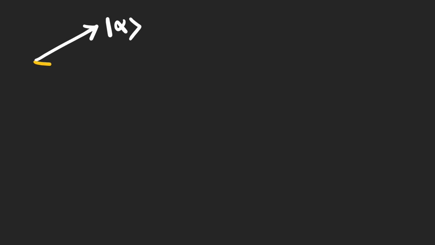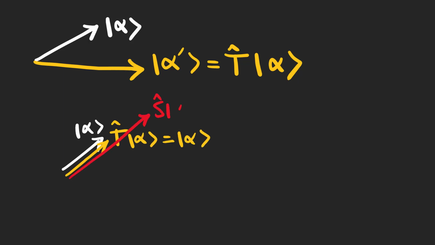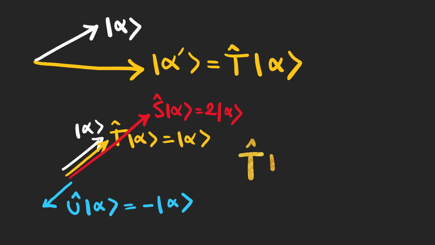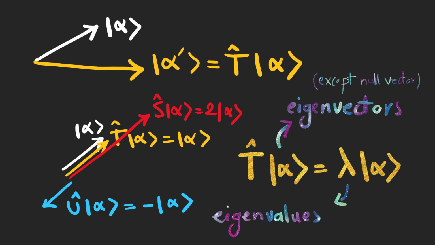Suppose that we have a vector alpha and we want to transform it into another vector alpha prime. This can be done by acting T, which is a linear transformation, on alpha. Any linear transformation in a complex vector space has some special vectors which are transformed into scalar multiples of themselves. These vectors are called the eigenvectors of the transformation, and the complex number lambda is called the eigenvalue of the eigenvector. Note that the null vector is not an eigenvector.